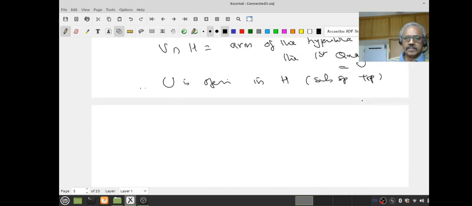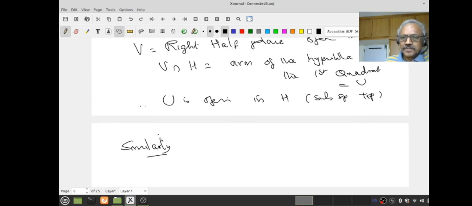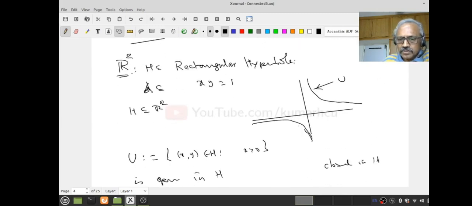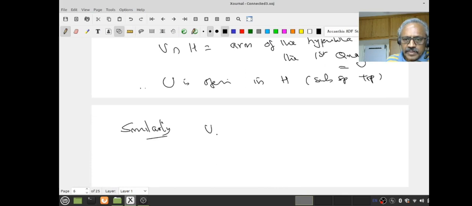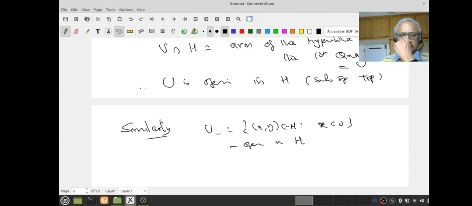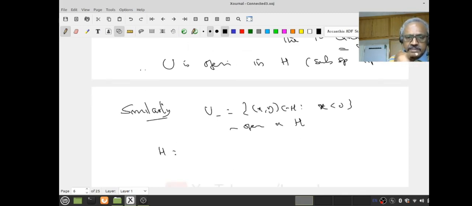Similarly, you can also see this. You call this U minus, it is not a complement, okay? Then U minus is also open. What is U minus? U minus is the set of all (x,y) in the hyperbola such that x is negative. Then this is also open in H. Since this is open in H, H is a disjoint union of U and U minus.